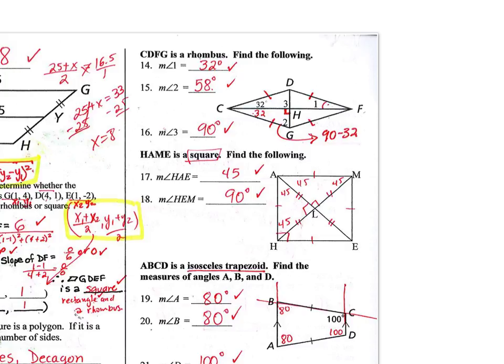Yes. Okay, now on number 17 and 18, this is a square, which means that all the angles are right angles. The diagonals are perpendicular, 90-degree angles. The diagonals are congruent and they bisect each other. So all those pieces are congruent and all the sides are congruent. So if these two pieces are congruent, the 90 degrees cut in half is 45, 45. So the answer for 17 is 45, 18 is 90.